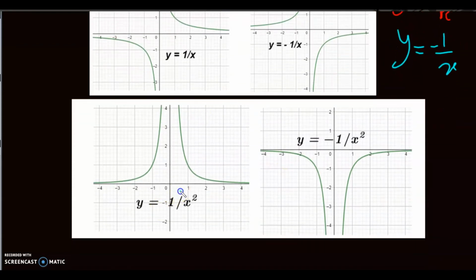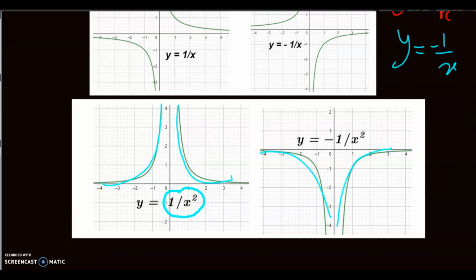Okay, for 1 over x squared, when x is positive, y is still positive. When x is negative, y is still positive. That's why both the curves land here. And similarly for minus 1 upon x squared, y will always be negative no matter whether x is positive or negative. So it's over here.